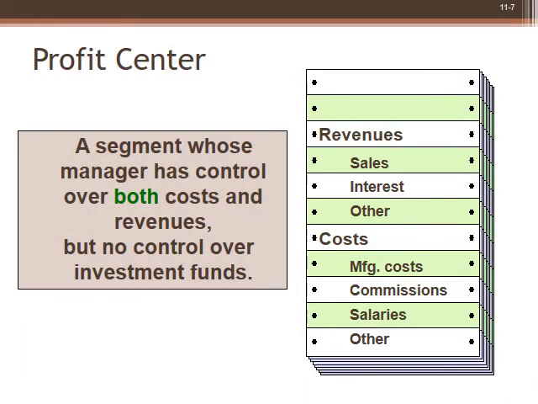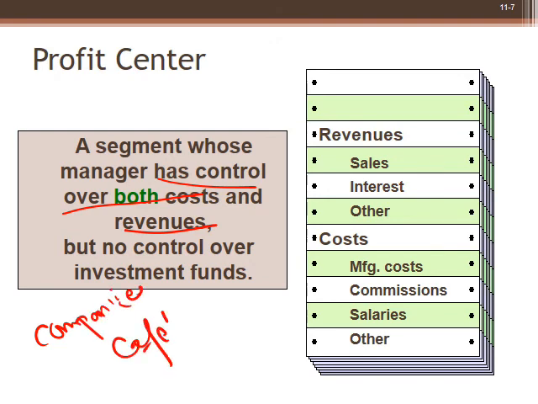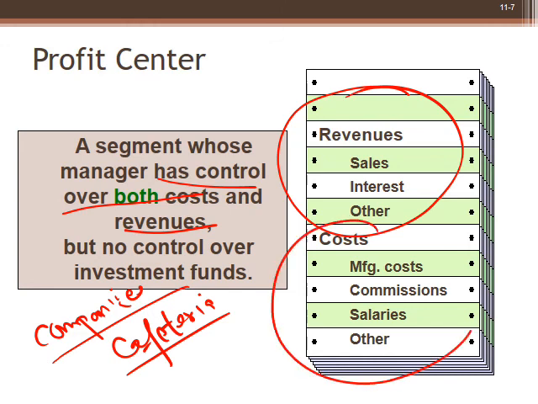The next one is the profit center, in which the manager of a profit center has control over both cost and revenue, but no control over investment funds. So what are those? Companies' cafeteria, right? That belongs to a profit center. So in the profit center, it involves revenues and cost as well.